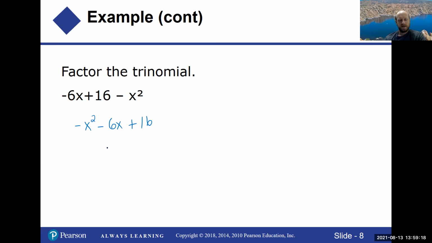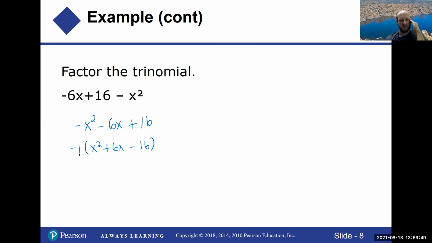Well, in this case, we notice the leading coefficient is not 1. It is something besides 1. Well, it's really negative 1. Anytime I have a negative 1, I can factor that out. And that's the trick here, because I don't want to factor this by grouping. I want to get it so the leading coefficient is 1. And now it is.